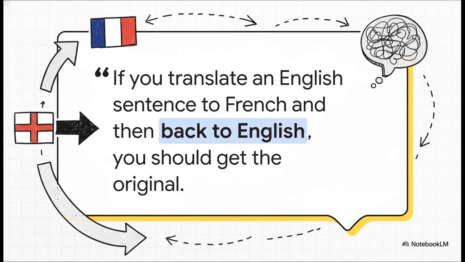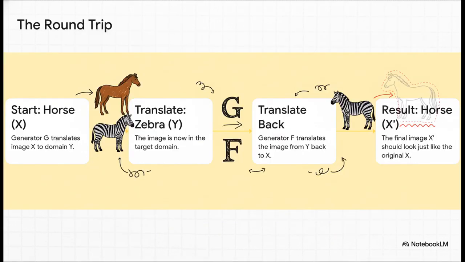If your translation from English to French is any good, then when you translate it back from French to English, you should get something really, really close to your original sentence. That's the aha moment. And here's how CycleGAN puts that idea into action with what it calls a round trip. Let's walk through it. First, you start with an image, say a horse. A generator, let's call it G, does its best to translate that horse into a zebra.